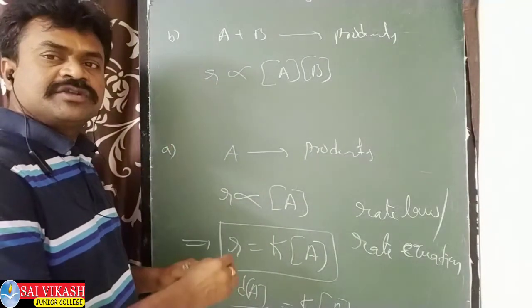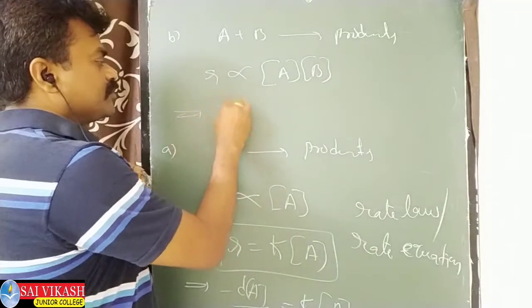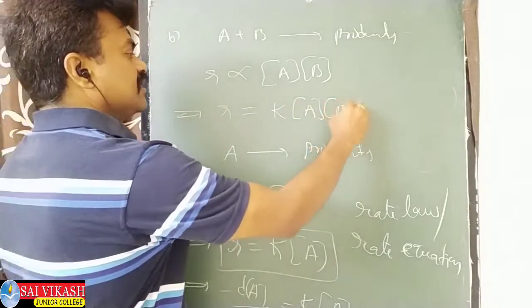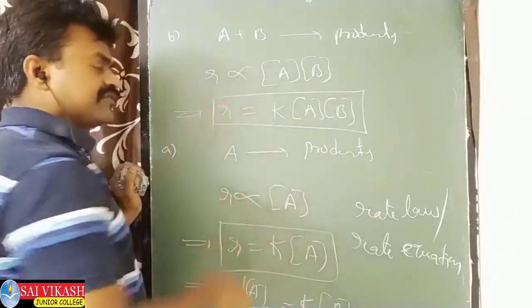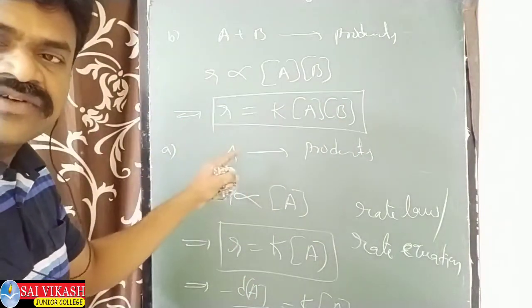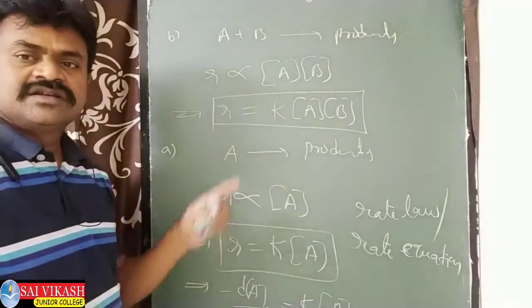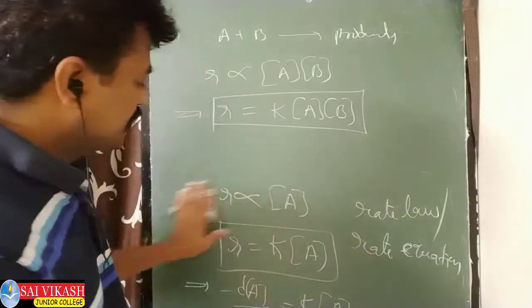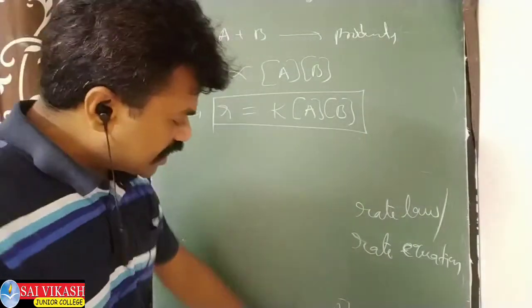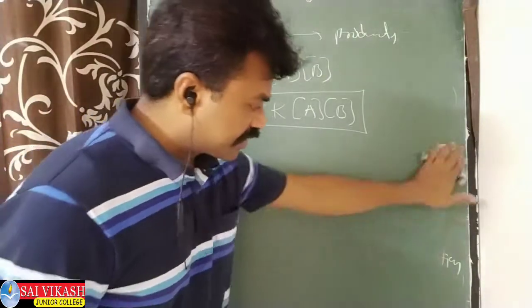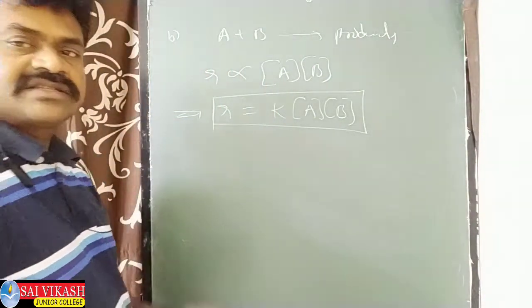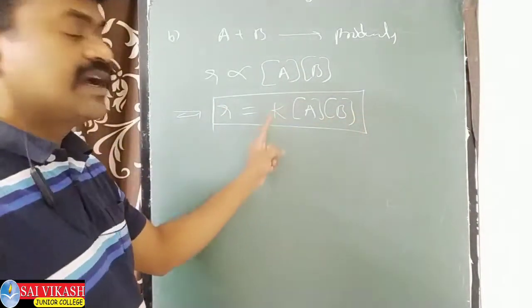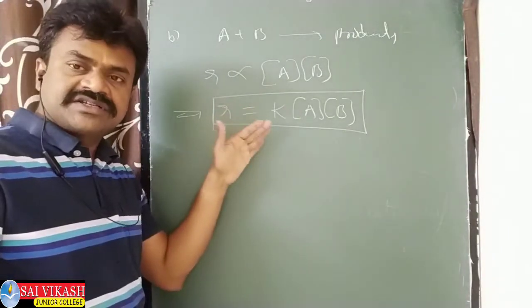So just remove the proportionality here. If you remove the proportionality, R equal to K into concentration of A into B. So this is the way of writing the rate equation for the given reaction. This is called the rate law or rate equation. It gives us the relation between the rate of reaction and the molar concentrations of reactants and the rate constant.